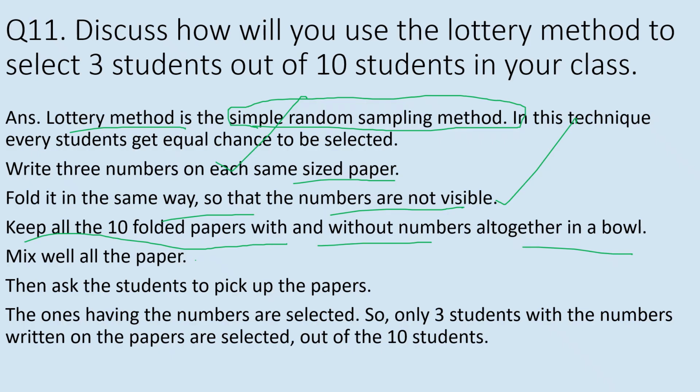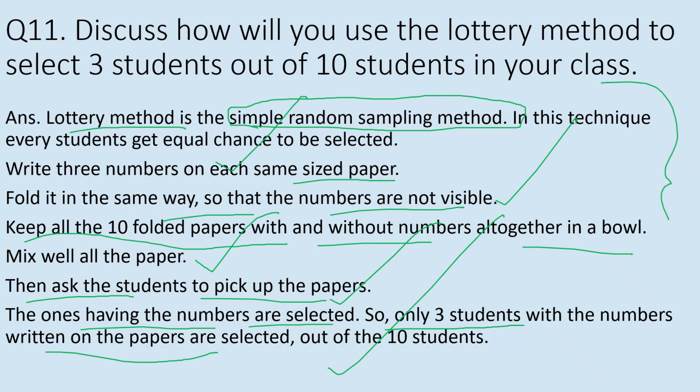We will keep all the 10 folded papers, with and without the numbers, together in a bowl. Mix well all the papers so no one can see. Then ask every student to pick up a paper. The ones having the numbers are selected. So only the 3 students with numbers written on their papers are selected out of the 10 students. But here everyone gets the chance. So that is why the lottery method is used.